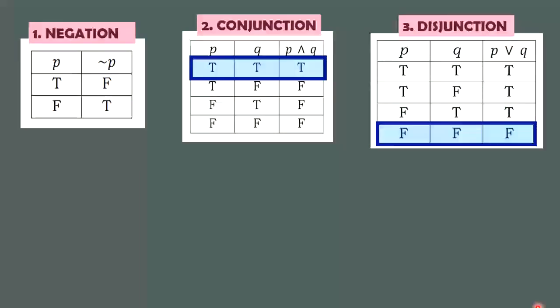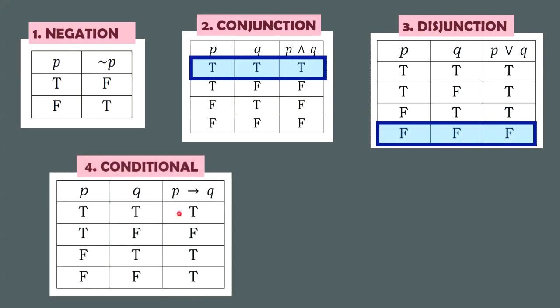Next, conditional. Ito yung ating if P, then Q. Ano naman ang kailangan tandaan kapag conditional o kapag nakita niyo yung arrow na ganito? Nag-false lang yan kapag true yung hypothesis, false yung conclusion. So parang if true, then false. Kapag ganun lang, dun lang siya nagpo-false. Otherwise, true na.